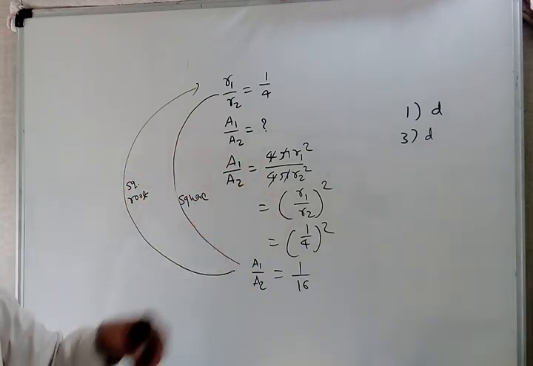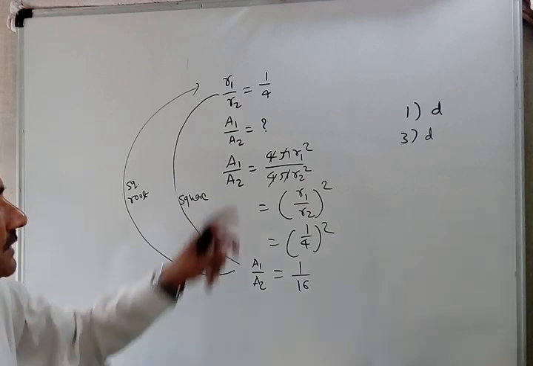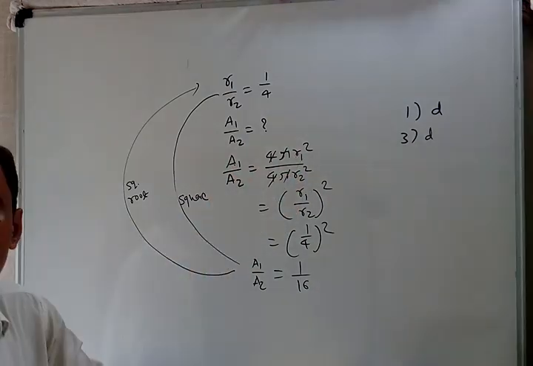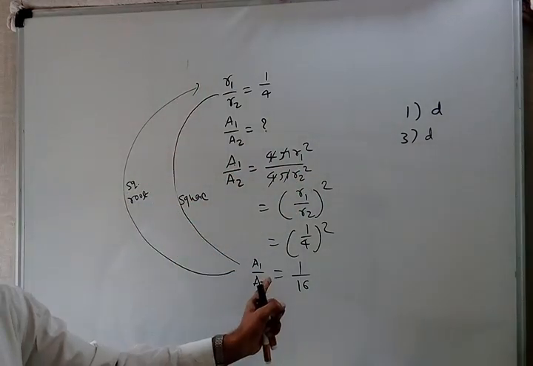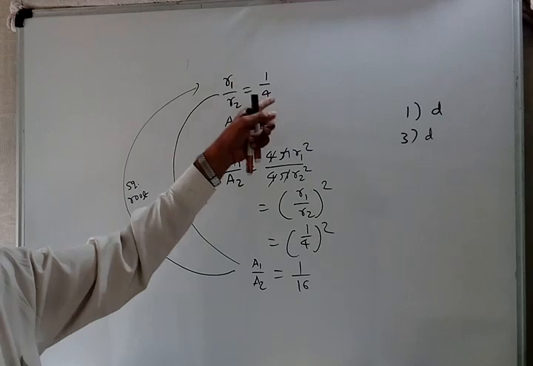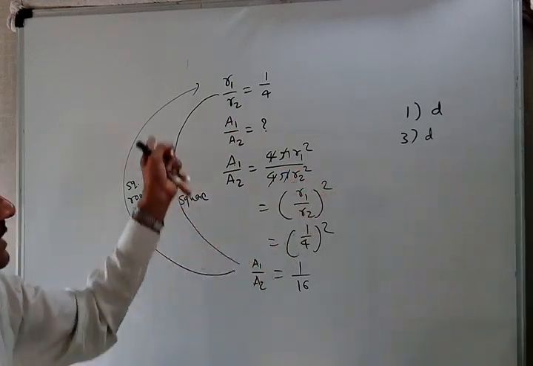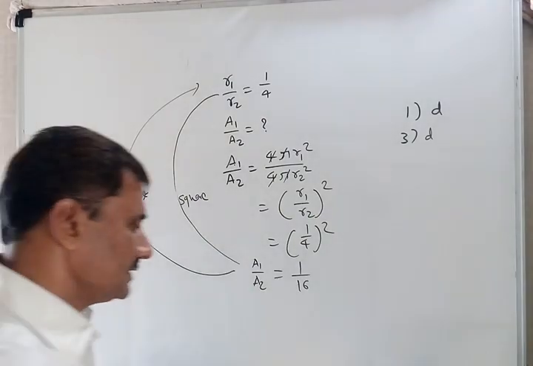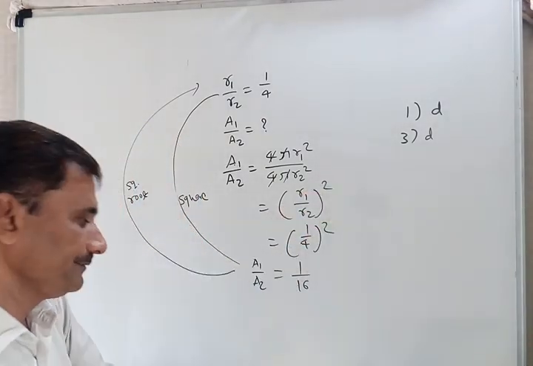So there is no need to do this work. What is the relation between radius and area? This is the relation, so directly make square. Otherwise, if the ratio of area is given and the radius ratio is required, then just take the square root. So here the answer is 1:16.